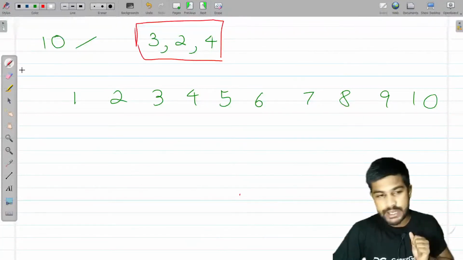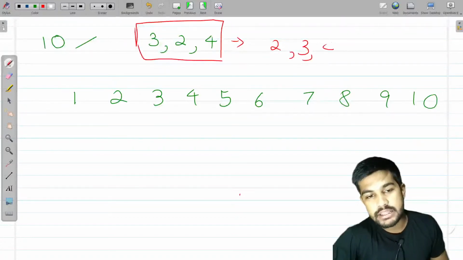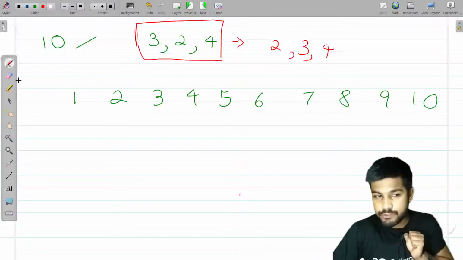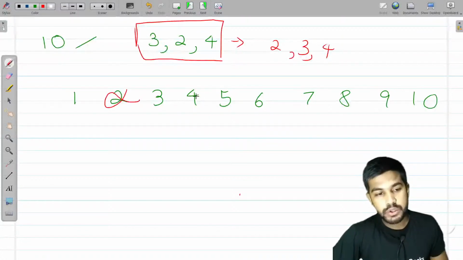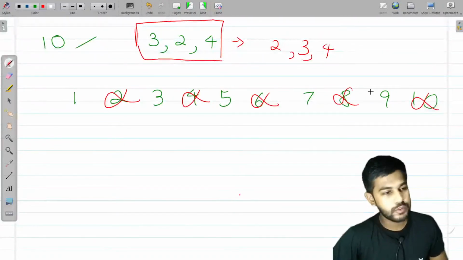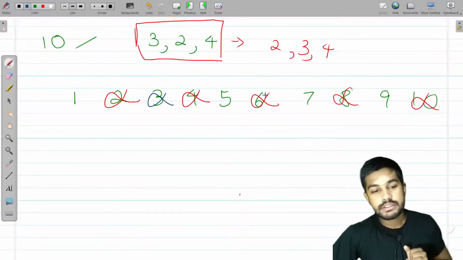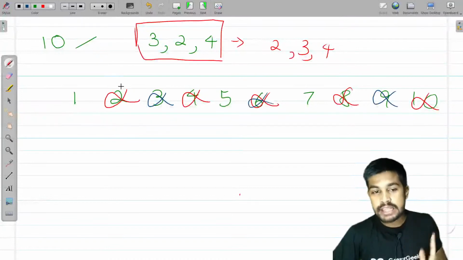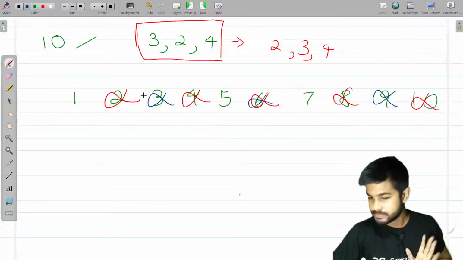So at first I would be sorting it: 2, 3 and then 4. Good to go. Then we would be moving forward. How? We would be striking out 2, 4, 6, 8, 10. Then we would take help of 3. 3, 6 is already done, and 9 we would strike out. And then 4. Now the multiples of 4 have already been marked.